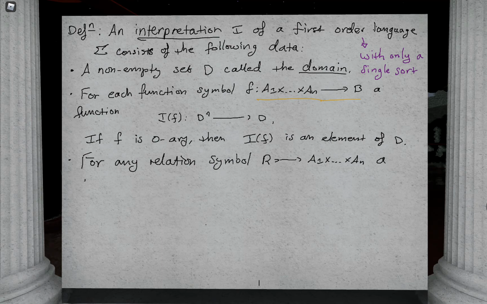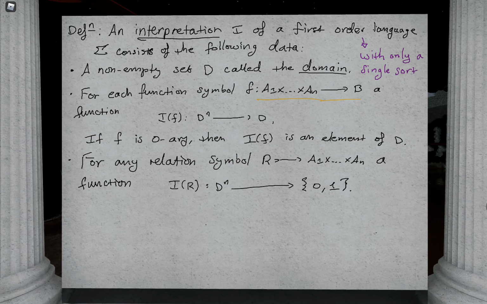And this is also interpreted as a function. But here we map from the n-fold Cartesian product of D into the 2-point set. Okay, so that's the definition of an interpretation.